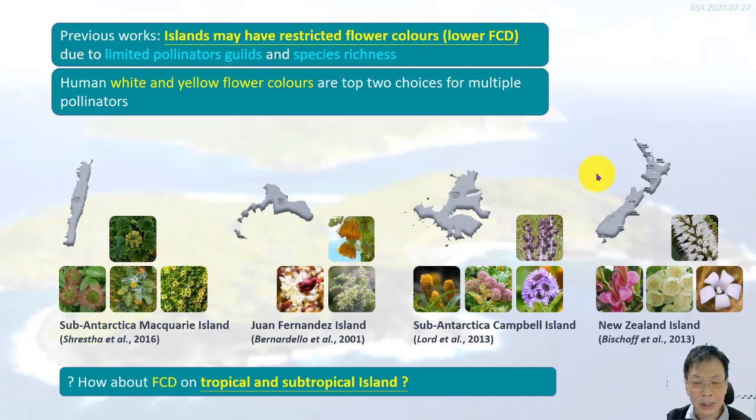My colleagues and other Australian researchers worked on these islands. They found that, compared to the continental data you saw previously, the flower color diversity, FCD, is slightly lower, perhaps because these islands have fewer pollinators or different kinds of pollinators. They lack pollinator diversity and species richness. Therefore their color mainly reflects white and yellow.